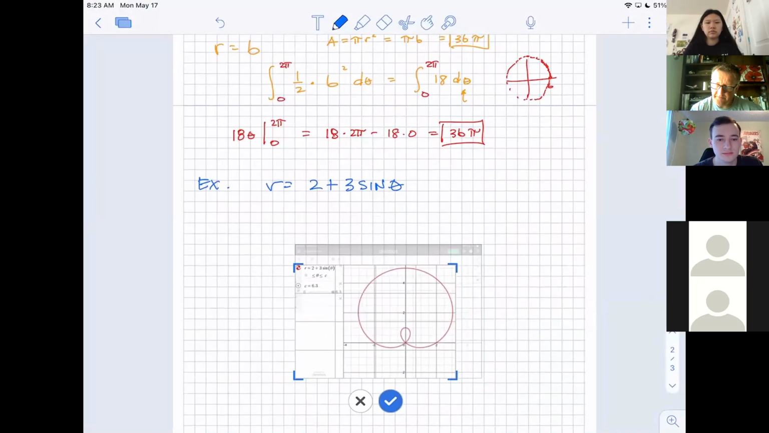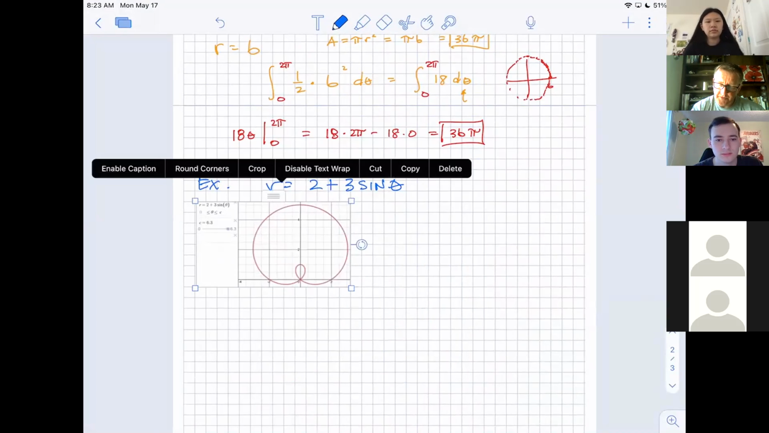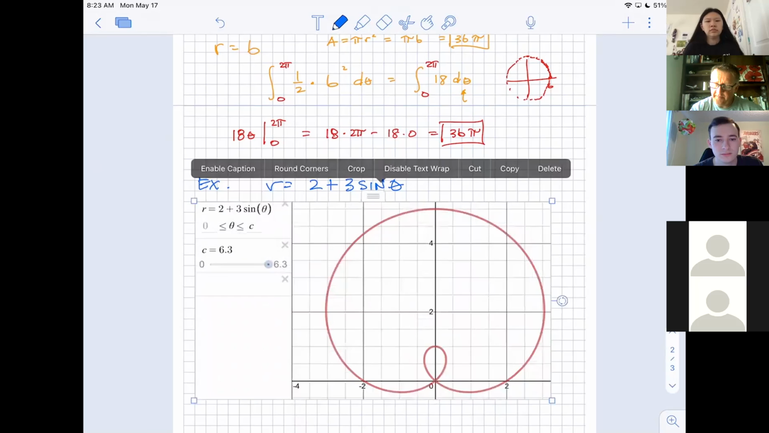Does that make sense? Find the area of this. I think this one was a limacon. I can't remember for sure. I think it was a limacon. Yes. Find the area of this limacon. What question do you have immediately for me before you can even proceed?